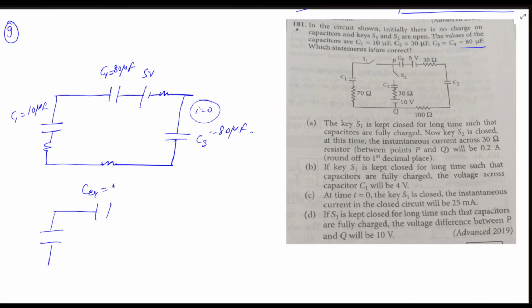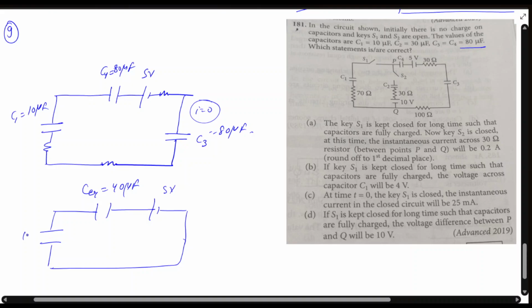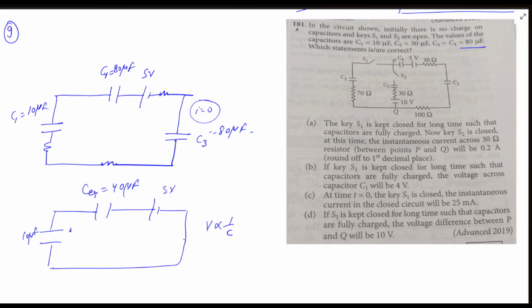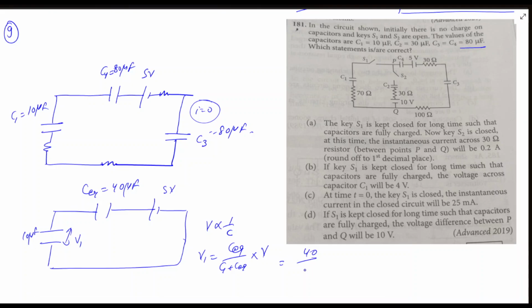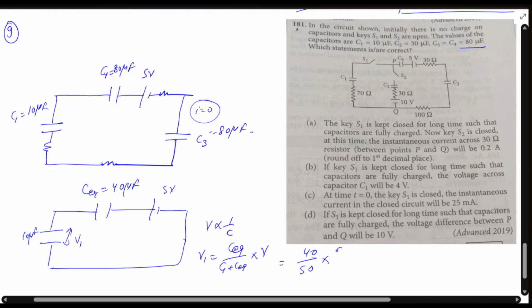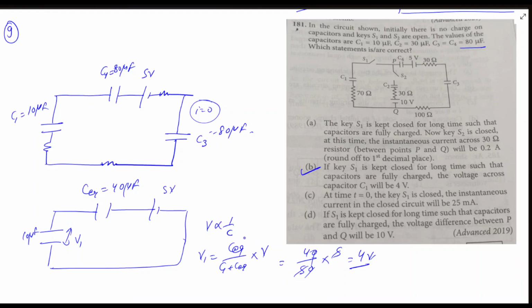So if they are in series, C equivalent will be 40, right? So this is an easy way to solve it, right? So this is 5 volt and this is 10 microfarad. And we know V is inversely proportional to C. So let's say potential across this is V1. So V1 will be C equivalent upon C1 plus C equivalent into V. So C equivalent is 40 upon 40 plus 10. So it will be 40 upon 50 into V, which is 5. So this 5 will get cancelled. So we'll have 4. So B is the correct option, right?